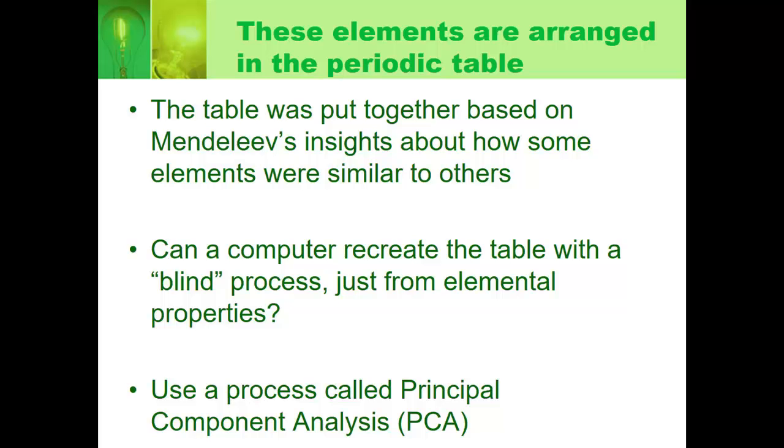Now, the story is really a lot more complicated than that, but the basic idea is he was working from the data, and he saw a pattern in the data. He was working with the data's numbers. Computers are really good at working with numbers. Is it possible that a computer could recreate the table not knowing anything but the numbers, the type of numbers that Mendeleev used? So we'll use something called principal component analysis to analyze that.